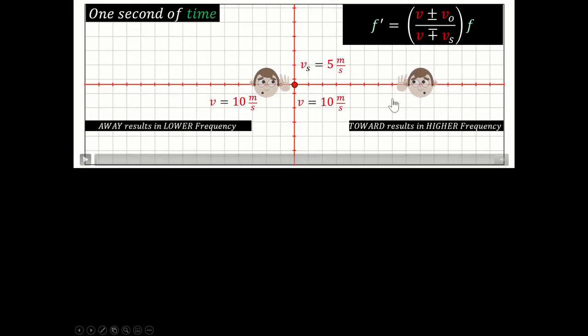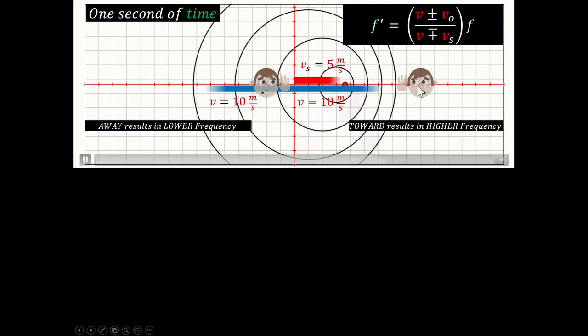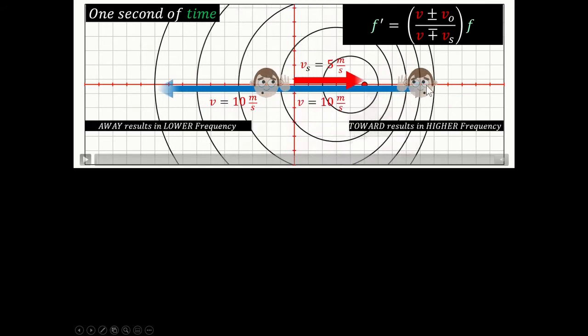Okay, so let's do that same thing. We're going to zoom in on it a little bit. This time I'm going to keep both observers stationary, and the velocity of the source is going to be about half the velocity of the waves. So there it goes. This person isn't hearing anything until right now. Okay, so the first 0.8 seconds, that observer wasn't hearing anything.